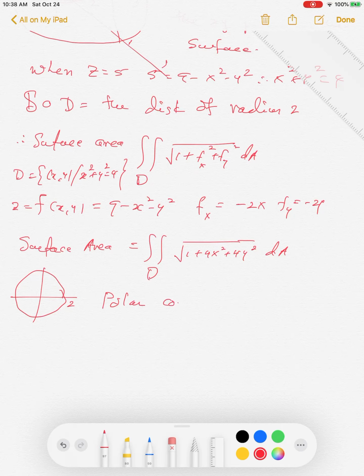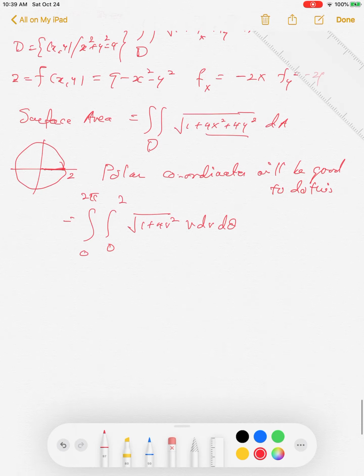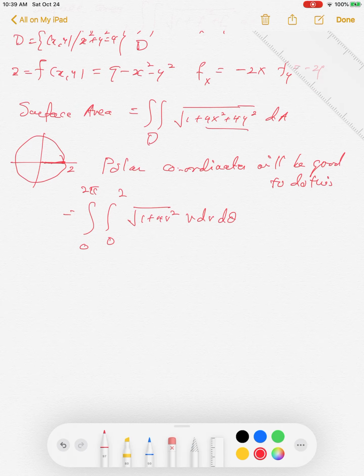dA. Now you see polar coordinates are much better, because integrating this with respect to x or y is very difficult. So polar coordinates will be good to do this. So I write this as, because x square plus y square is r square, I will have to integrate 1 plus 4r square. dA will be r dr d theta, and r is going between 0 to 2 and theta is going between 0 to 2 pi. So this is a much easier integral to calculate.